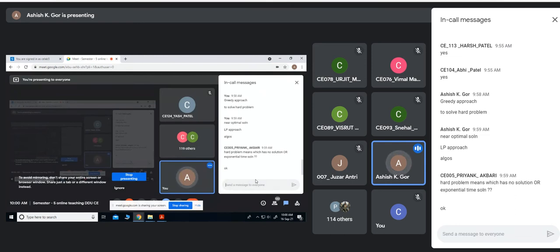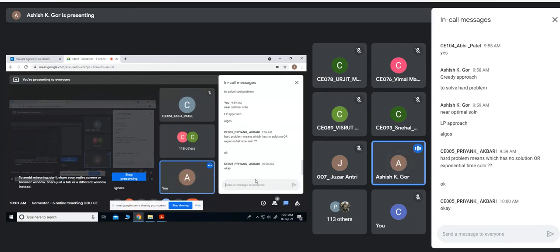We don't require those things over here, but there are some problems for which we cannot decide whether there is a solution or not. Undecidable problems are there, but I am not talking about those. I am not saying that there is no solution. I am saying there is a solution, but to get the optimal solution, it takes a lot of time.